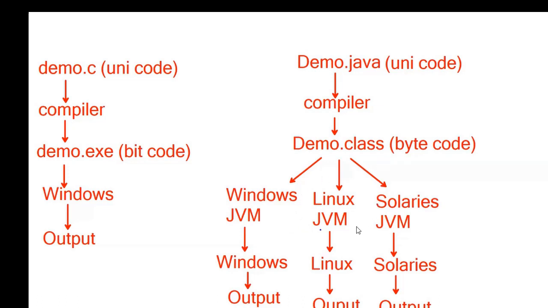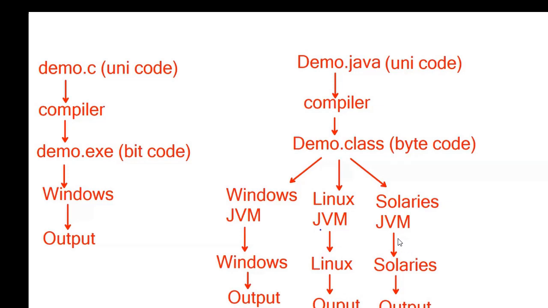Here, in the Linux operating system, there is a separate JVM, and in that JVM there is a separate interpreter. What will the interpreter do here? It will convert bytecode to bitcode. The interpreter will generate bitcode understandable by the Linux operating system.